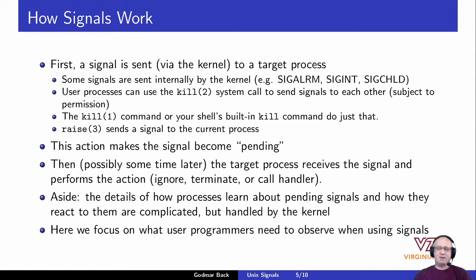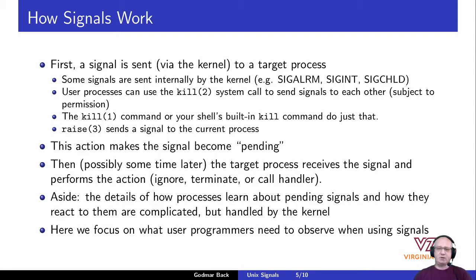Actually, as we will see, these job control programs usually use a related system call, killpg, that sends a signal to a group of processes. We'll talk about process groups in a separate video. It's also possible to send a signal to yourself. That's called raising the signal. That's a library function that's provided. So the signal is sent.